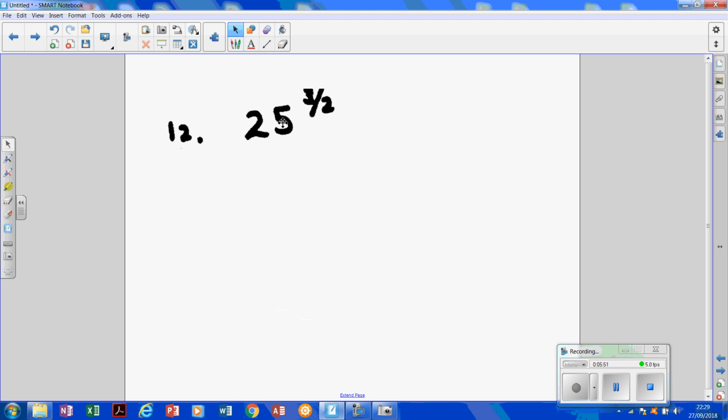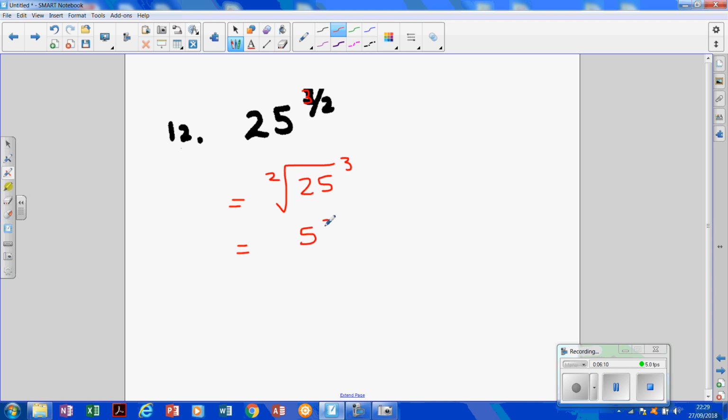Next one I want to do is 25 to the power of 3 over 2. So that is the roots underneath the fraction. So it's the square root of 25, and I want to raise that to the power of 3. So the 3 sticks, that's a 3. That 2 goes to your root. So the square root of 25 is 5, so it's 5 to the power of 3. So 5 to the power of 3 is 5 times 5 times 5. 5 5s are 25, 5 25s are 125.